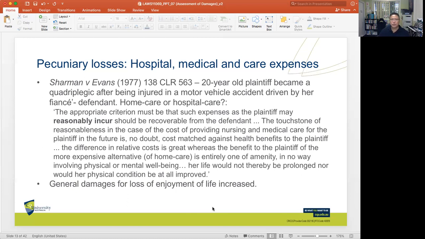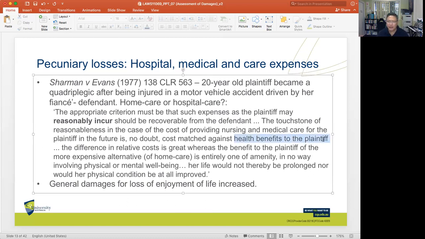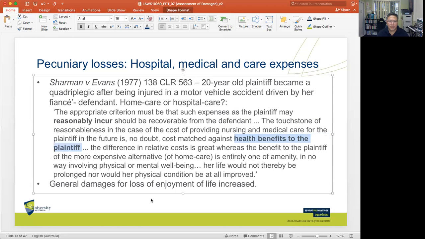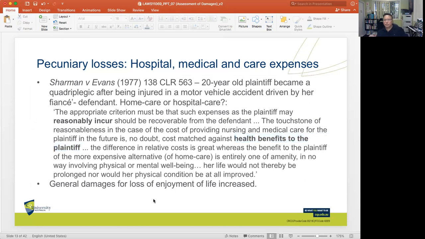And the touchstone of reasonableness in the case of the cost of providing nursing and medical care for the plaintiff in the future is no doubt cost matched against health benefits. It's about the health benefits to the plaintiff. The difference in relative costs is great, whereas the benefit to the plaintiff of the more expensive alternative of home care is entirely one of amenity.